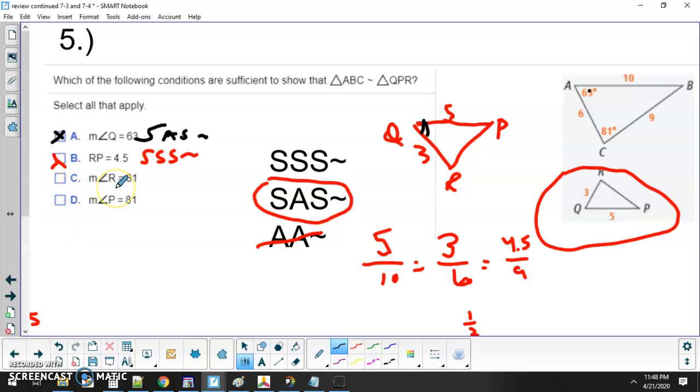All right, now angle R. If angle R was equal to 81, that would not give us side angle side because the angle would not be in between the two given sides. That would be side side angle. And the same thing with P.